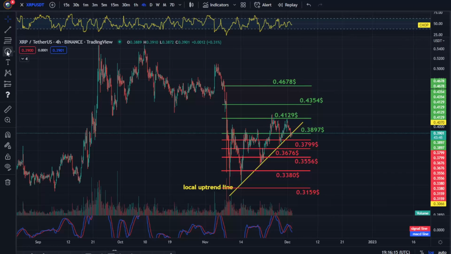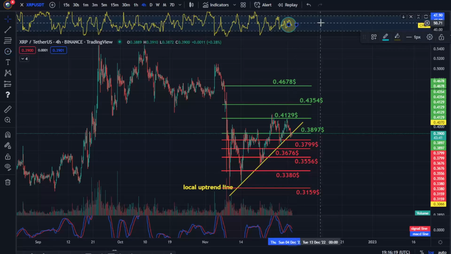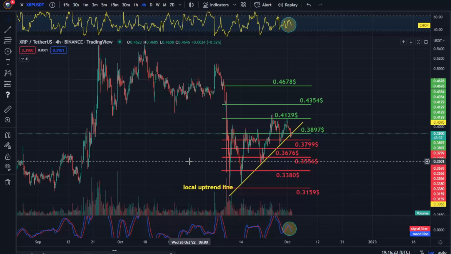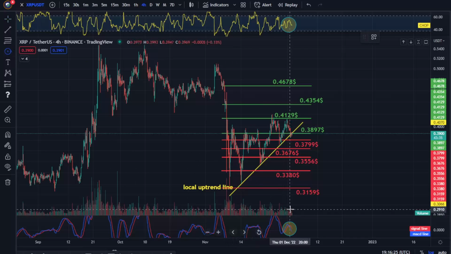Looking at the CHOP indicator, we see that in the 4-hour interval, most of the energy has been used. The MACD indicator shows a local downtrend, and the volume is low and selling candles prevail.